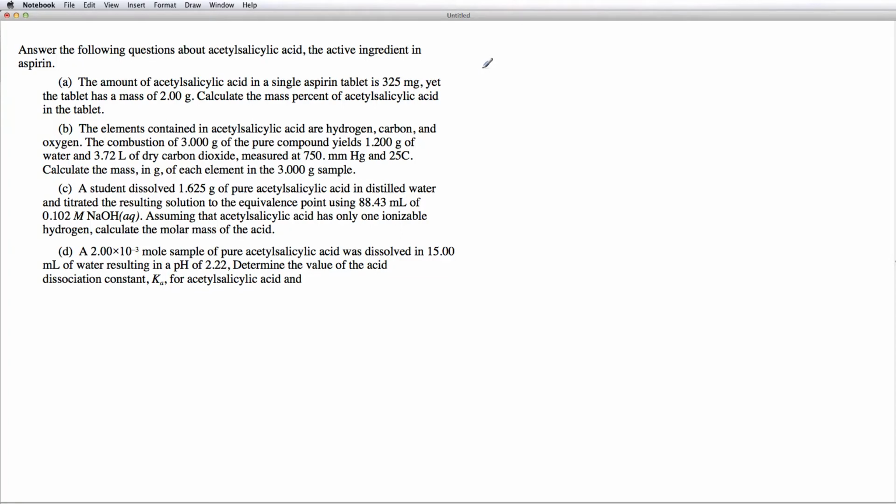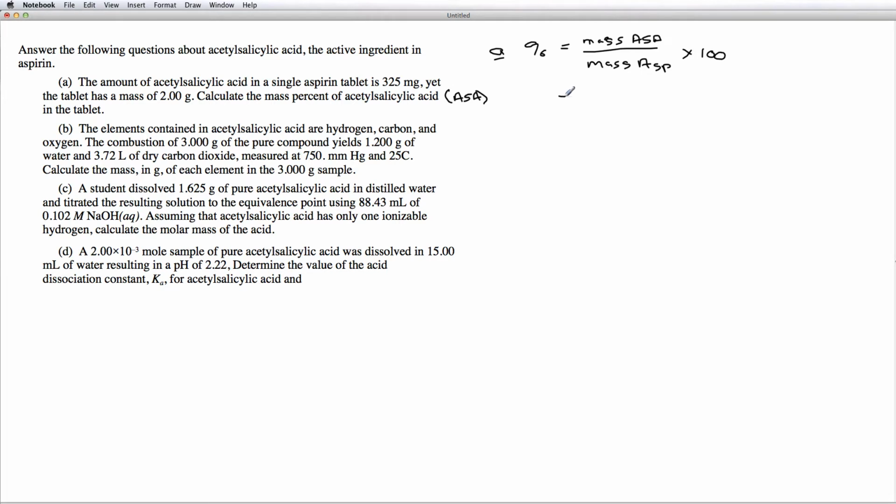Alright, in this problem we're starting with a slightly different question. The first question asks us to find the mass percent of acetylsalicylic acid. I'm going to abbreviate that from now on as ASA, so just keep that in mind. To find the percent by mass, the percent will equal the mass of ASA divided by the mass of the aspirin tablet, times 100.